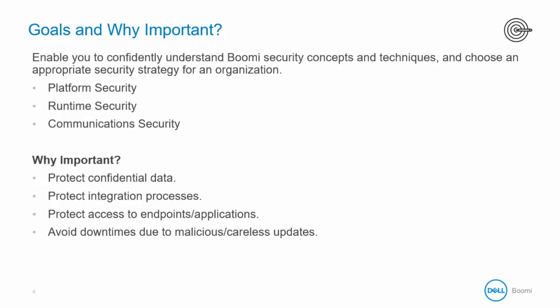We want to understand the security options available in AtomSphere and understand the security issues around different types of application platforms and connectors. It's obvious that protecting data, your processes, and access to endpoints is important for your business. We want to avoid downtime due to careless updates by users as well. You should always be thinking about security, but specifically in connectors, access to the platform, runtime security, meaning the Java process and Java machine, and understand how the Atom and the platform communicate.